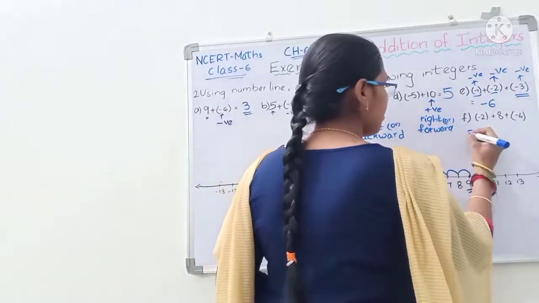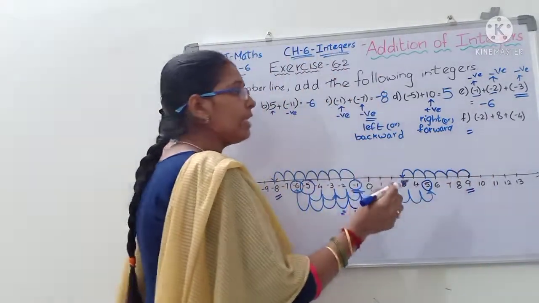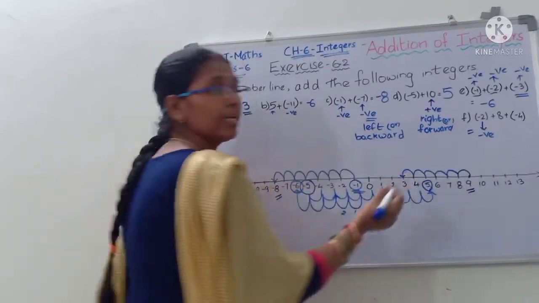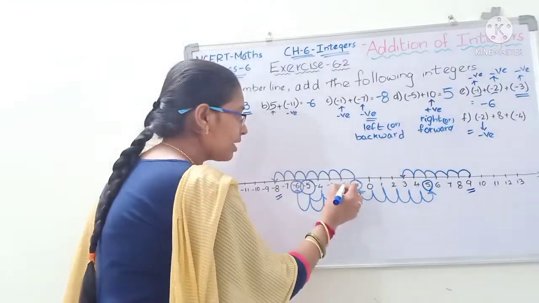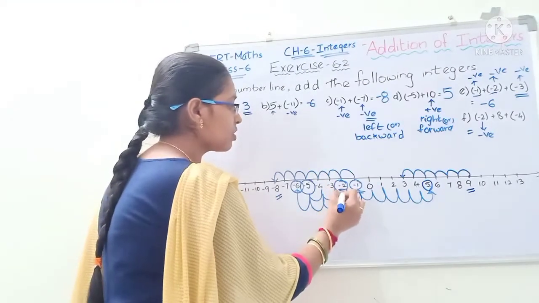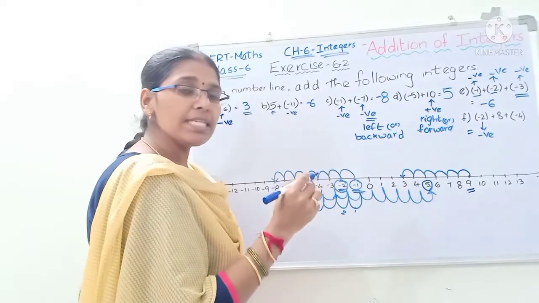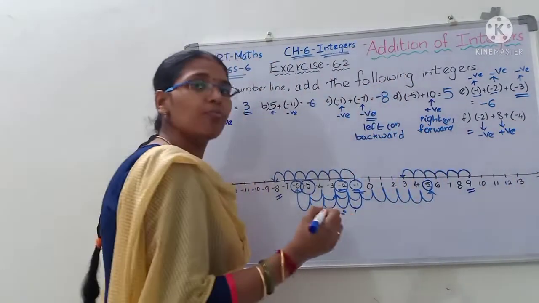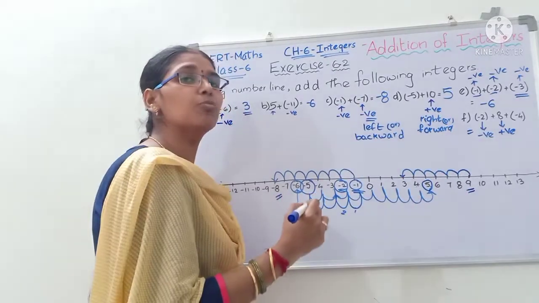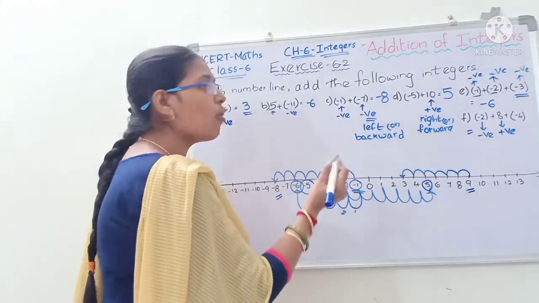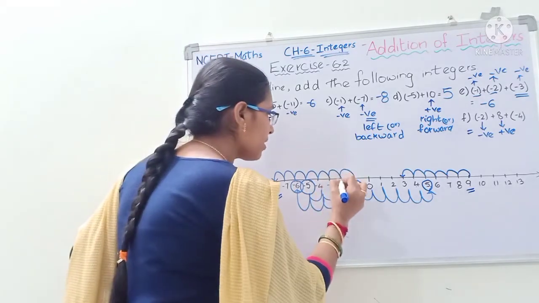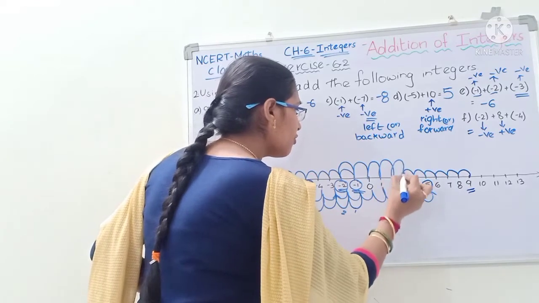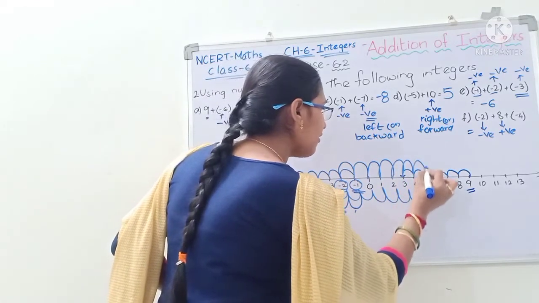Next question. Minus 2 plus 8 plus minus 4. First is a negative number, which means it will be left side of the number line. Minus 2 is here. Then you should add plus 8. 8 is positive. So you should move, yes, correct, forward or right side from minus 2. How many steps, children? 8 steps. From minus 2, 1, 2, 3, 4, 5, 6, 7, 8.